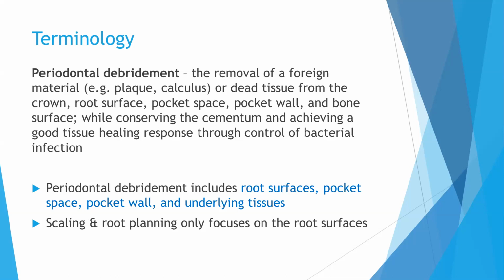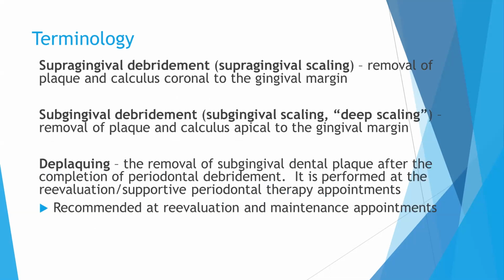So it's quite different from root planing, where it was the intentional removal of all the cementum to get that glass-like surface. So periodontal debridement includes the root surfaces, the pocket space, the pocket wall, as well as the underlying tissues, versus root planing was only concentrating on the root surface itself. So scaling and root planing is no longer the gold standard.